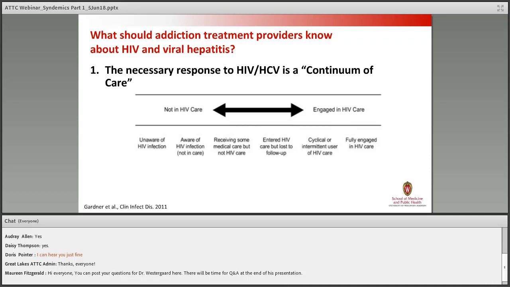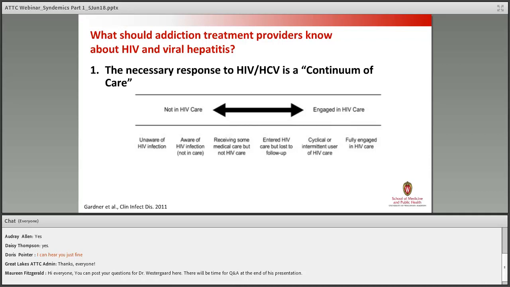On the other end of the spectrum, what is someone who's fully engaged in care? And what does that look like? Well, in our HIV clinic, the general expectation is that people are seen at least once a year, but most commonly twice. We monitor their blood work to make sure the virus is undetectable.